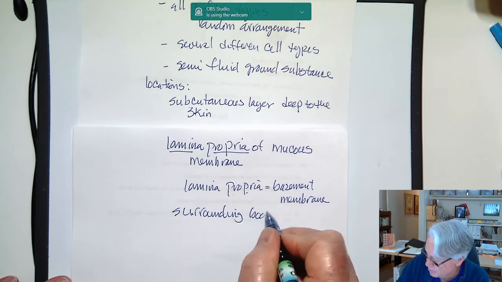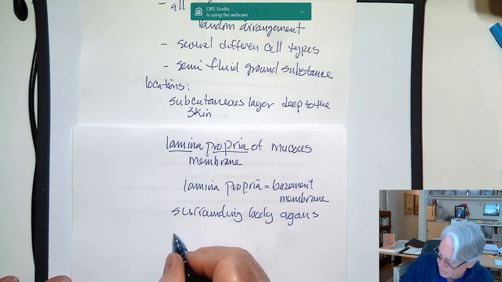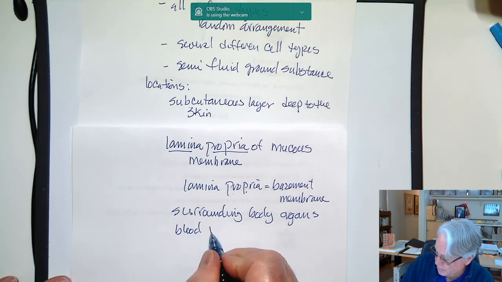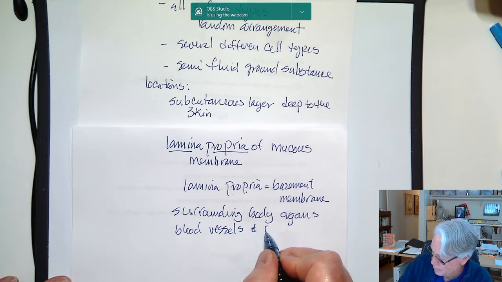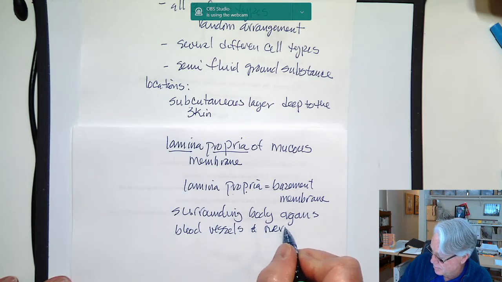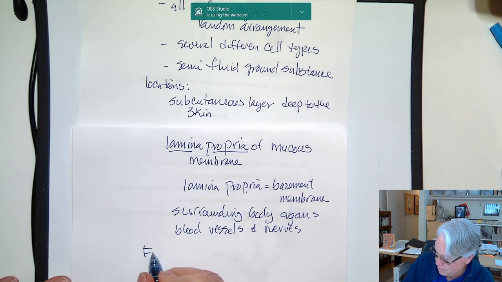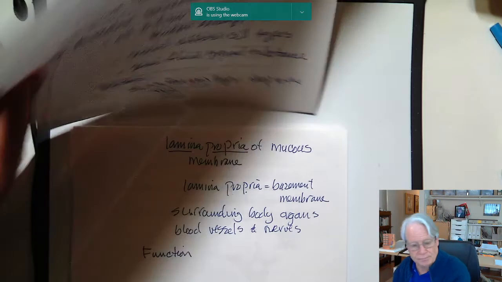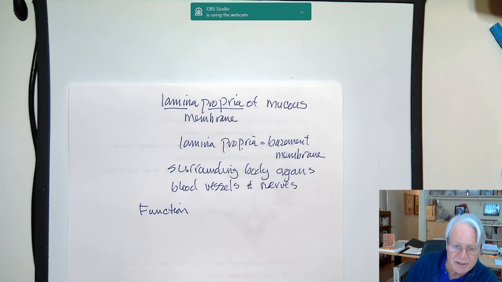body organs, blood vessels, and nerves. Okay. Its function is strength and support.